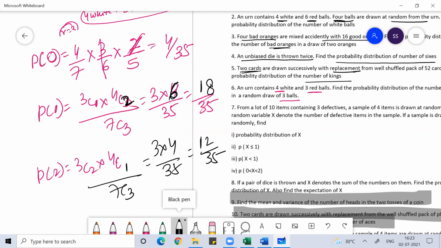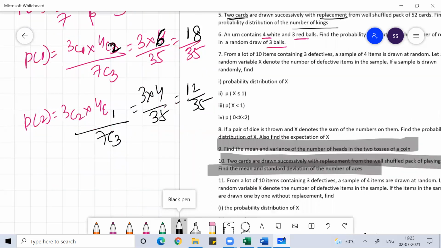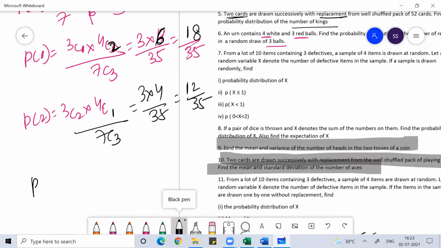So probability of getting 0 red ball or 1 red ball or 2 red ball or 3 red ball. 3 red ball means all the balls are red in color. 3C3 by 7C3 means 1 by 35.